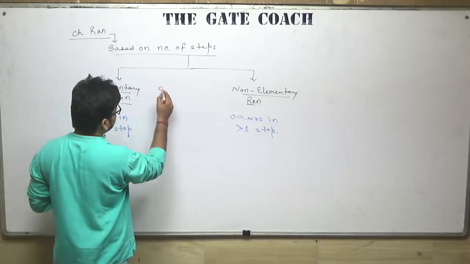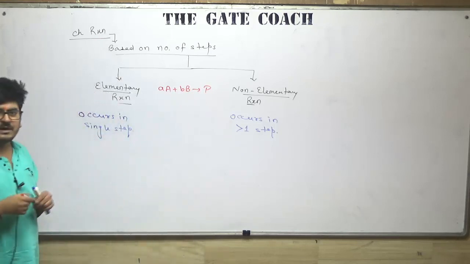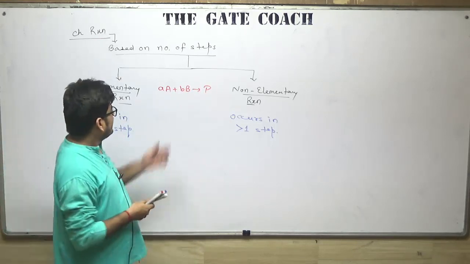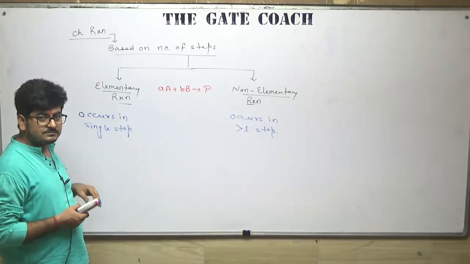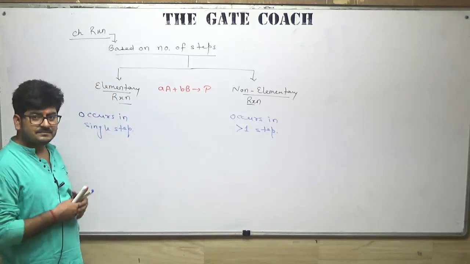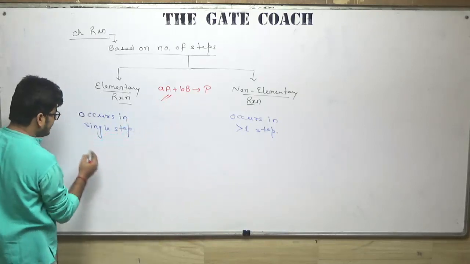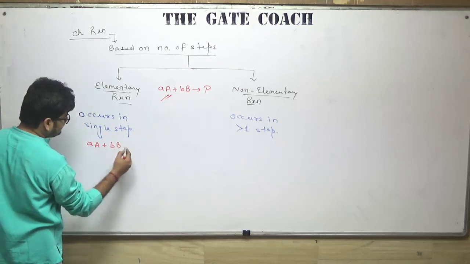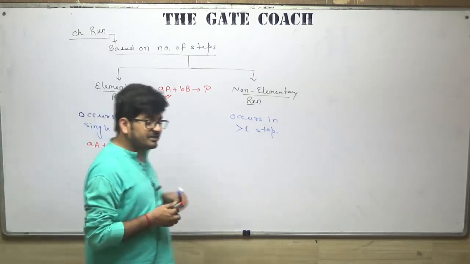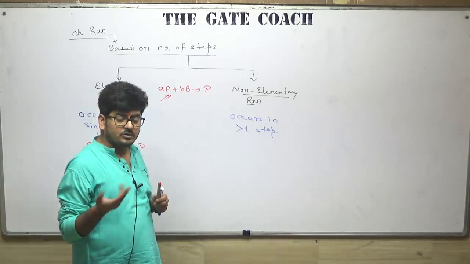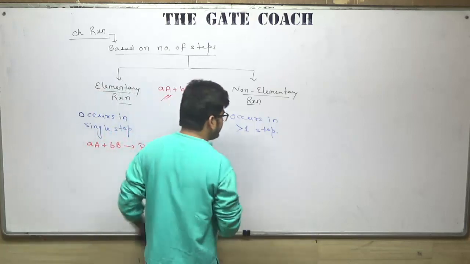So suppose we have a chemical reaction, aA plus bB gives P. First part of our favorite reaction. aA plus bB gives P. If this is an elementary reaction, then obviously it will occur in one step. And what will be that step? That step will be same as the reaction. That is aA plus bB gives P. If this is a non-elementary reaction, then it will occur in multiple steps, more than one, maybe 2, 3, 4, 5 and infinite steps. It can be anything depending on the reaction mechanism.